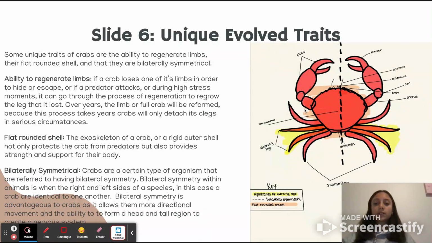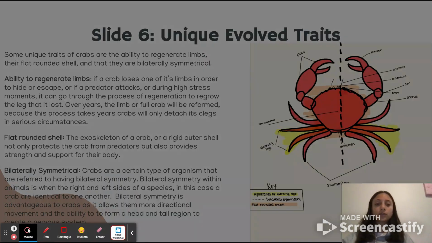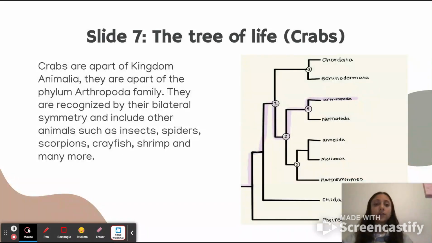Bilateral symmetry. Certain crabs are a certain type of organism that are referred to as having bilateral symmetry. Bilateral symmetry within animals is when the right and left sides of a species, in this case a crab, are identical to one another. Bilateral symmetry is advantageous to crabs as it allows them to have more directional movement, and the ability to form a head and tail region to create a nervous system. This is represented in the diagram I drew with the dashed line showing that the right and left sides are symmetrical.